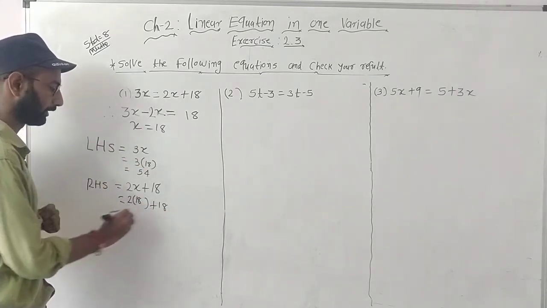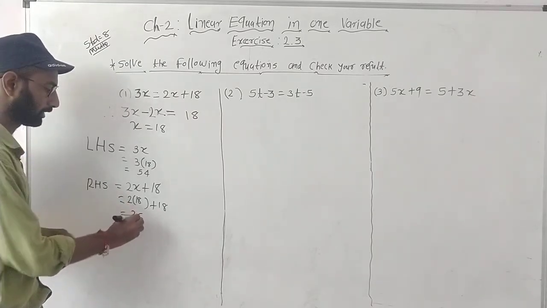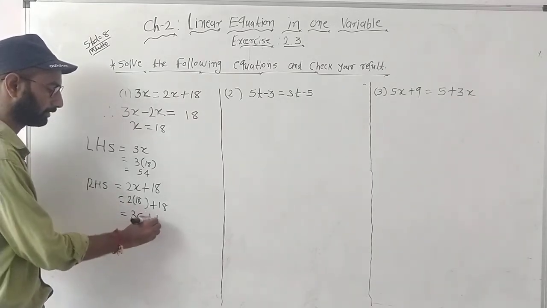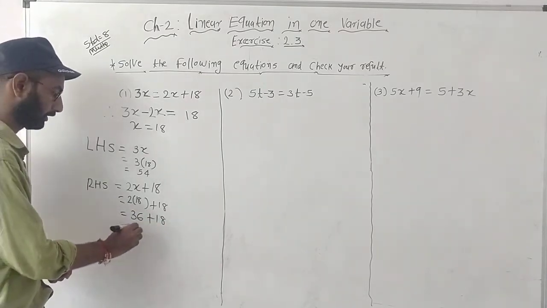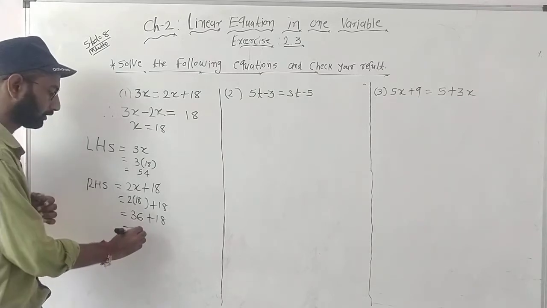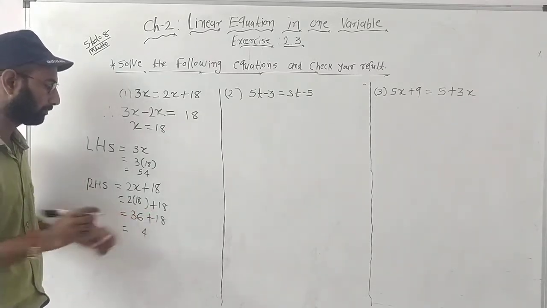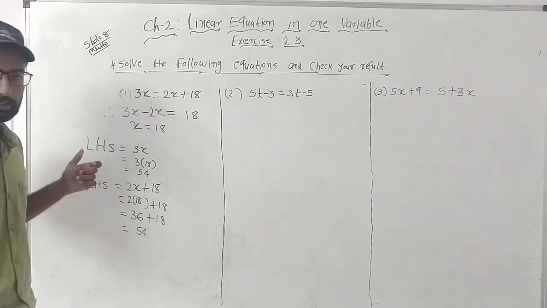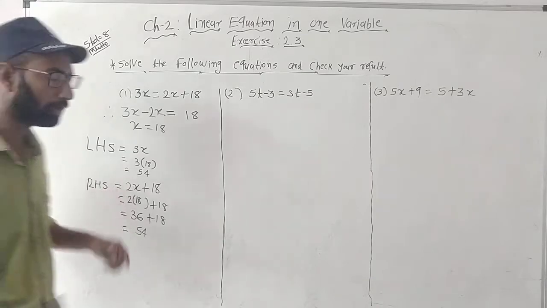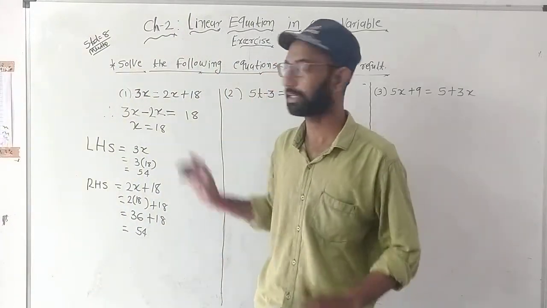Plus 18. 18 2s are 36 plus 18. 6 plus 8, 14. 1 is carry. 3 plus 1 plus 4. So again I am getting here 54. The value of left hand side is also 54 and the value of right hand side is also 54. That means our answer is correct.